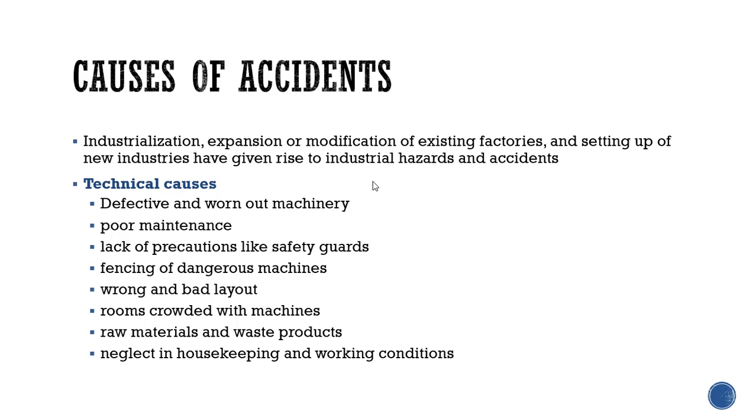So technical causes start with defective and worn out machinery. It is a major thing. We have to do proper maintenance work, or otherwise we need to replace it. Otherwise, that accident may happen. And then the list goes on: poor maintenance, lack of precautions, fencing, wrong and bad layout, crowded places, raw material and waste products management, and finally poor housekeeping. These are all the reasons because of which accidents happen. These we categorically call the technical causes.